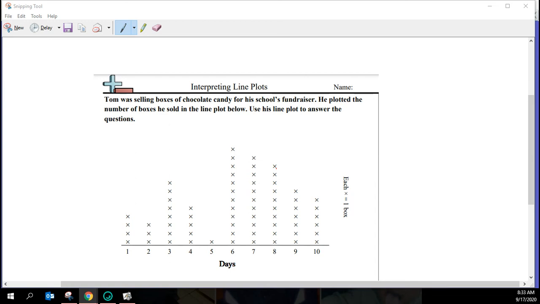Here's our next question. Did he sell more boxes on day 7 or day 2? So we're going to look at day 7 right here, and we're going to look at day 2 right here. We should see, because we visually represented our data with this line plot, that there were more boxes sold on day 7 than there were on day 2, because this stack goes up way higher. So we would say that he sold more boxes on day 7 than on day 2.